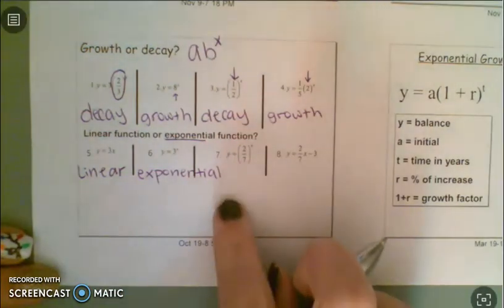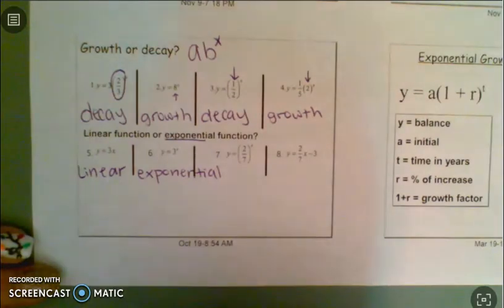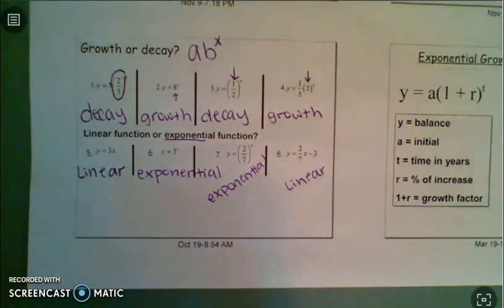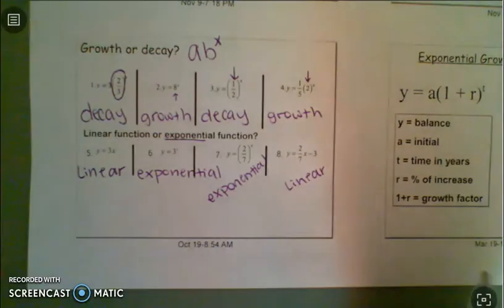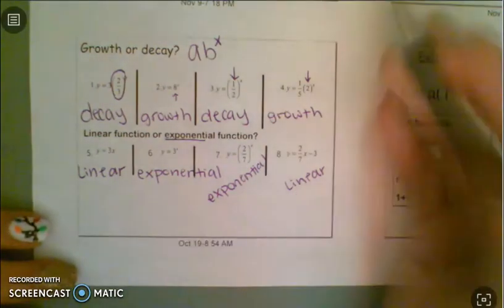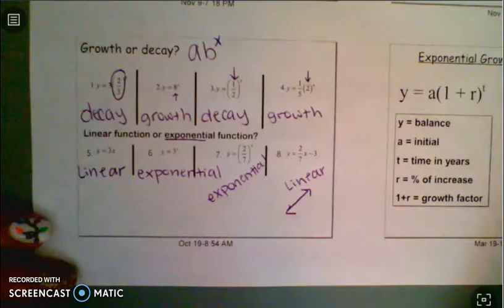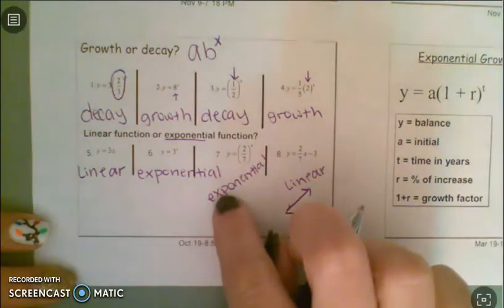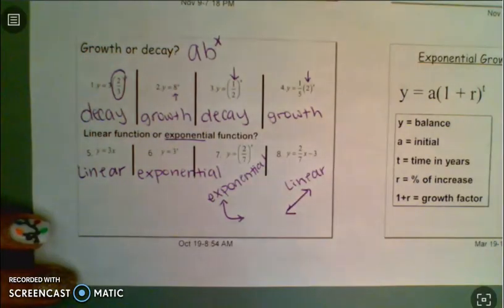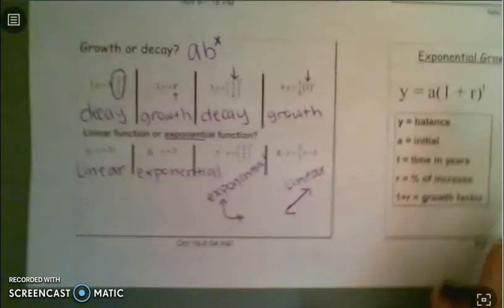Okay, you guys go ahead and pause this video and figure out 7 and 8, if it's linear or exponential. So 7 should have been exponential because the x is in the exponent, and 8 was linear because it's just 2 over 7x minus 3. What that means is when you're graphing them, this graph is going to be a straight line, while this one, because it's decay, is going to be a curvy line going down. So that's just kind of a review of what we've done for the past couple days.